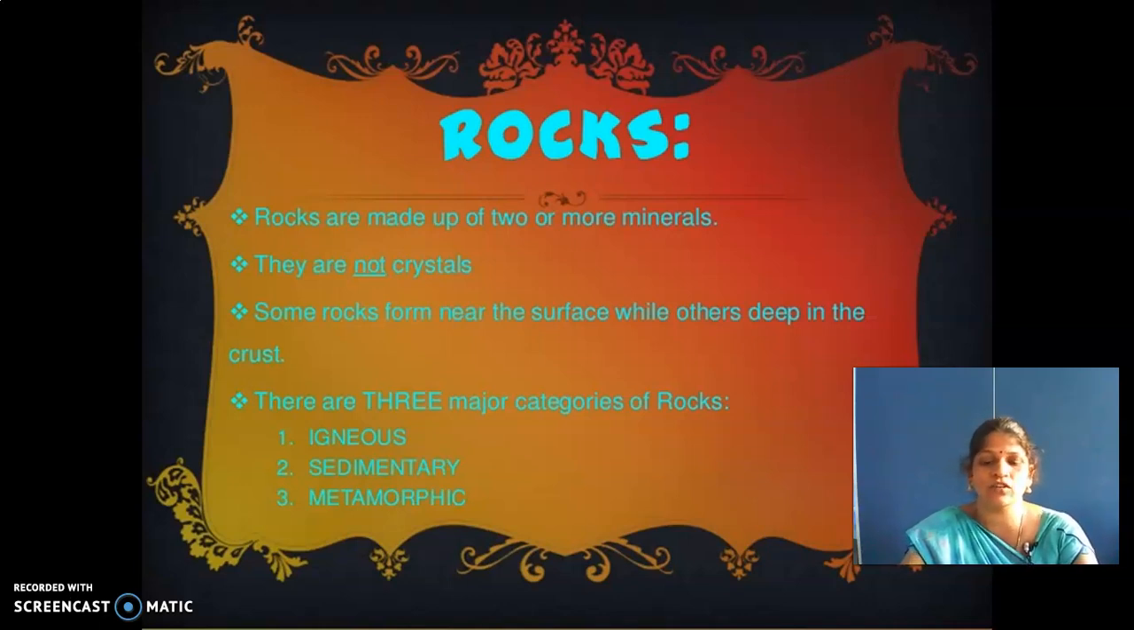Okay. Yes, children, are you able to say what the three major categories of rocks are? Igneous rocks, sedimentary rocks, metamorphic rocks. Okay. In this session we are going to discuss these three important types of rocks. Then the next one is minerals, rocks and minerals.